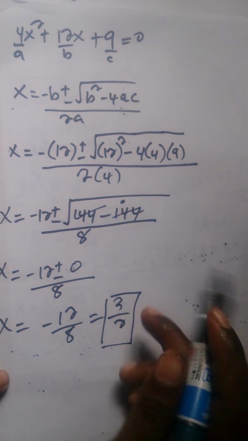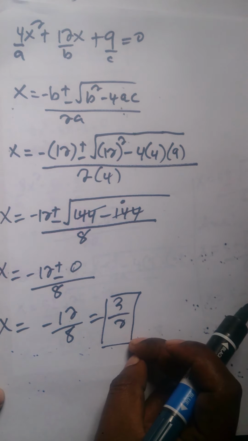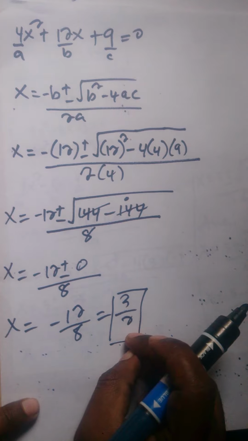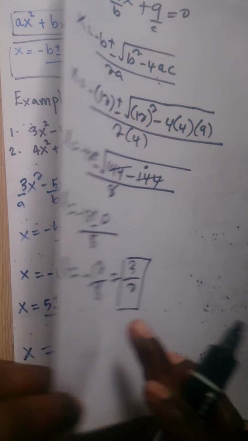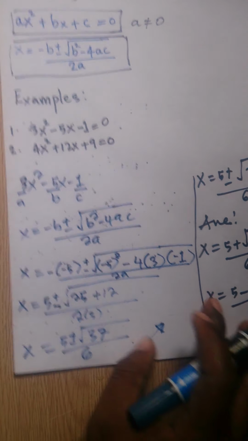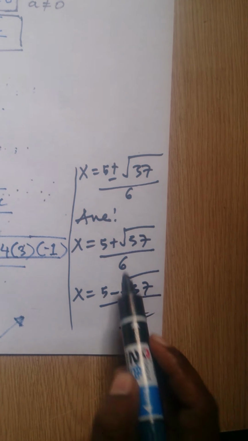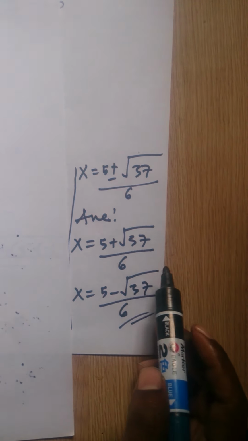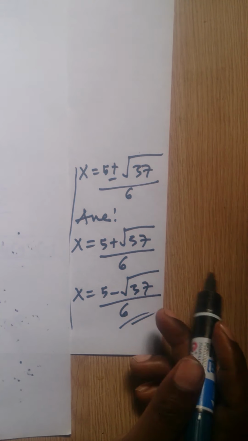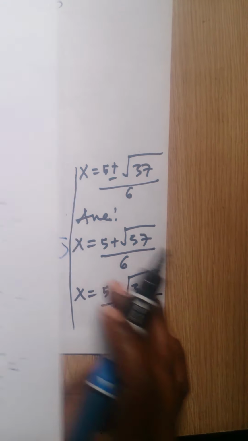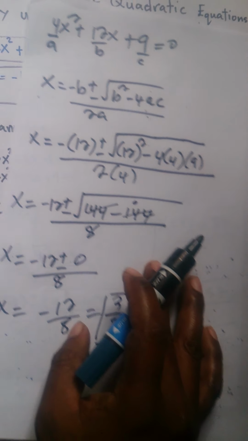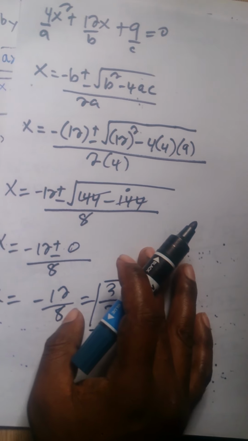You can see that in this example we have only one solution, and in our second example we have only one solution, whereas in our first example we had two solutions. So that is the uniqueness of quadratic equations. I think that's all for how to solve the quadratic equation using the quadratic formula.